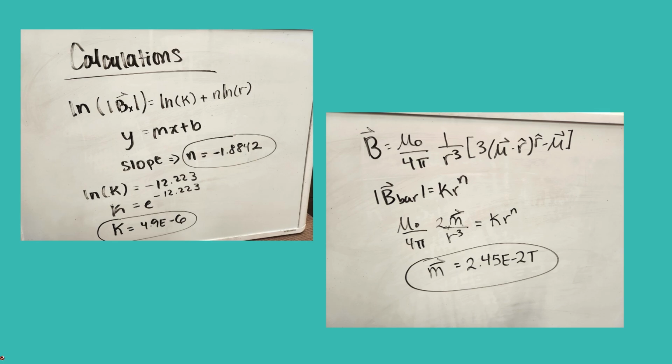For n, we took the equation that we got from the graph, and just by looking at it, we know that it's in the form y equals mx plus b. So the slope of that would be what n is, which is what we got, negative 1.8842. Then k comes from the y-intercept. So we took the natural log so that we could isolate k, and that's how we got that number. And then to find the magnetic moment, we set the equation of the magnetic field of a bar magnet equal to k r^n, and then we isolated the magnetic moment and plugged everything in and got that number.